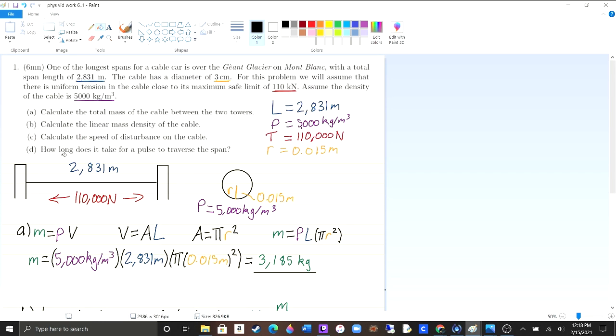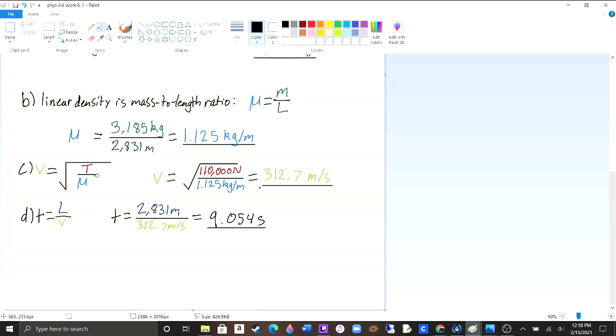And finally, we have part D, and it asks how long does it take for a pulse to traverse the span of the cable. So to find that, we have to divide the length by the velocity at which the wave moves, which is pretty straightforward. So we plug that in, we have our length, and then our velocity of 312.7 meters per second. So the time that it takes to travel from one end to the other is 9.054 seconds.